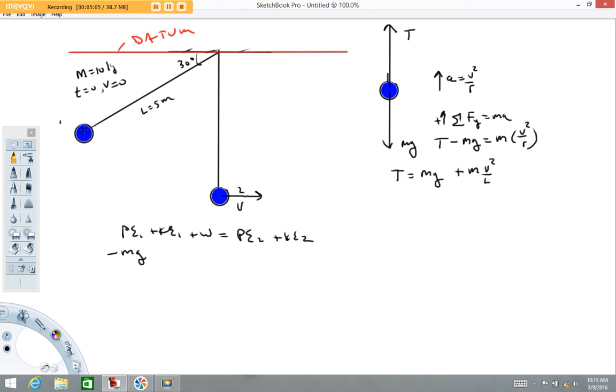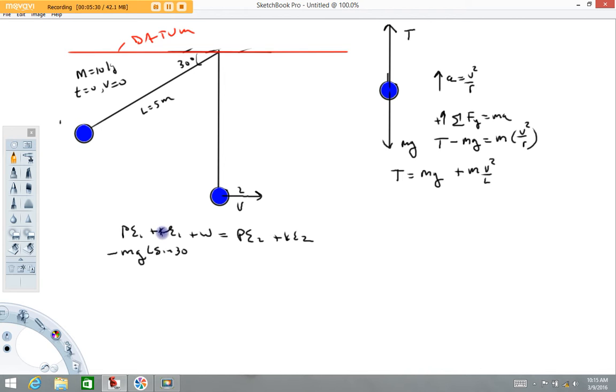The important thing to note, look at this triangle right here. Hypotenuse is 5, this is some distance, this is the distance we need for the potential energy calculation. That height is opposite the 30-degree angle, so that distance is equal to 5 sine 30. So I'm going to put L sine 30 here, because L is equal to 5 meters.